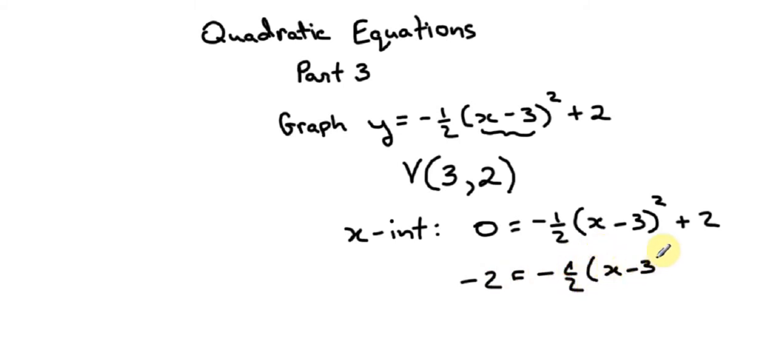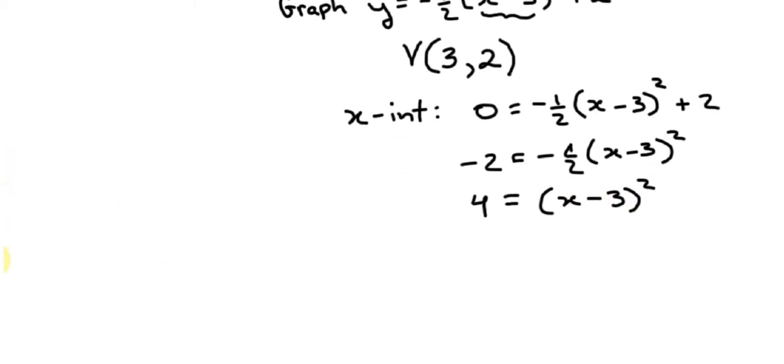(x minus 3) squared. And then I'm going to multiply to get rid of this fraction here. I'm going to multiply both sides by negative 2. That turns this into positive 4, and conveniently it gets rid of this negative fraction here. So I'm left with (x minus 3) squared.